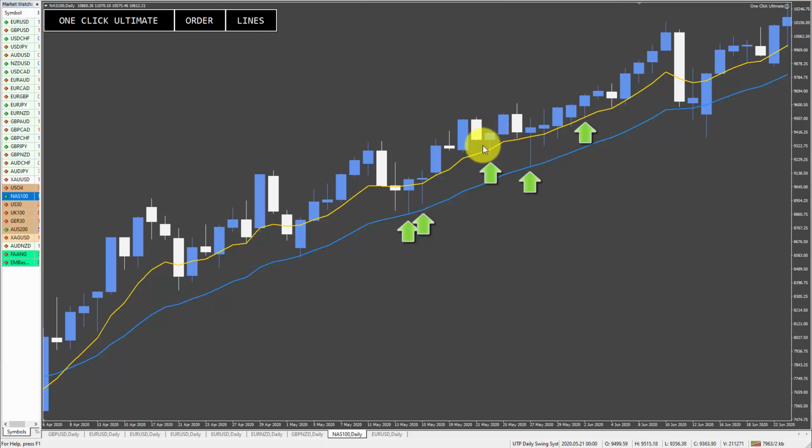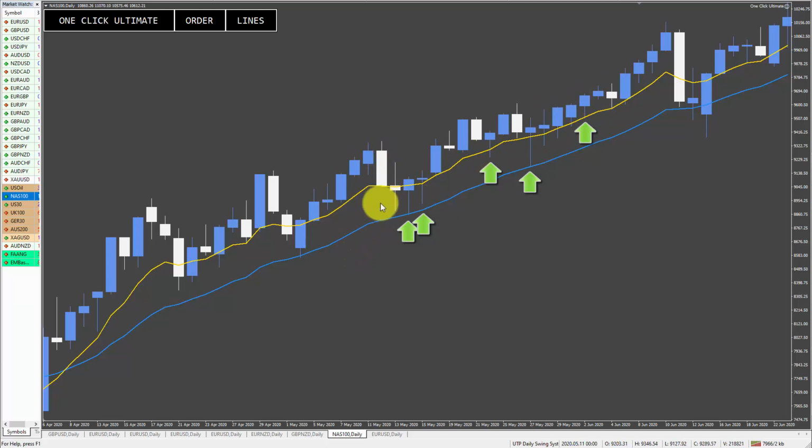So on the pin bar, the low of the pin bar must be touching the moving average, the 8 moving average, or beneath. The reason why that rule is there is because we don't want to be taking trades where price has already moved a long way away from the averages.